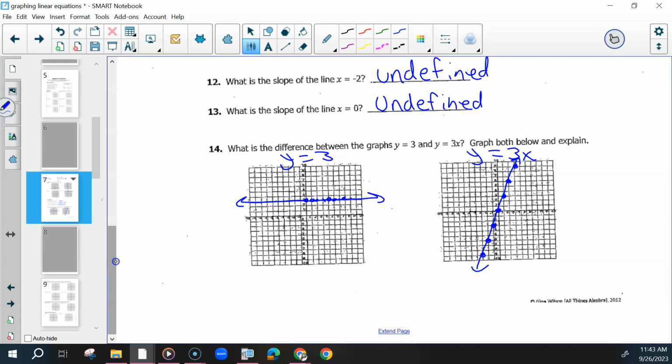Okay, go on to the next page. This is the last part of graphing.